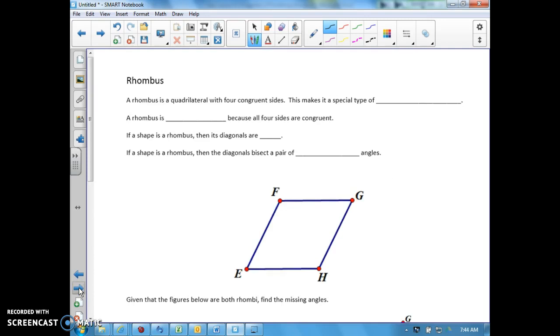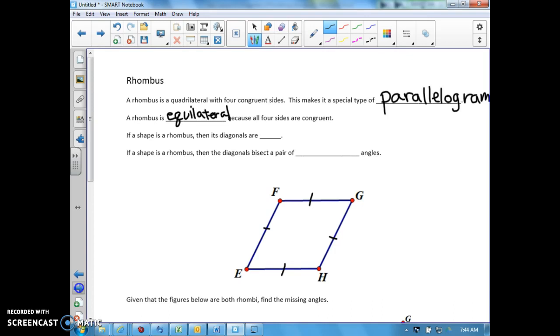Let's take a look at our next kind of quadrilateral. Next kind of quadrilateral is the rhombus. A rhombus is a quadrilateral with 4 congruent sides. This actually makes it a special type of parallelogram, because remember, parallelograms have opposite pairs of sides congruent. We say that a rhombus is equilateral because all 4 sides are congruent.